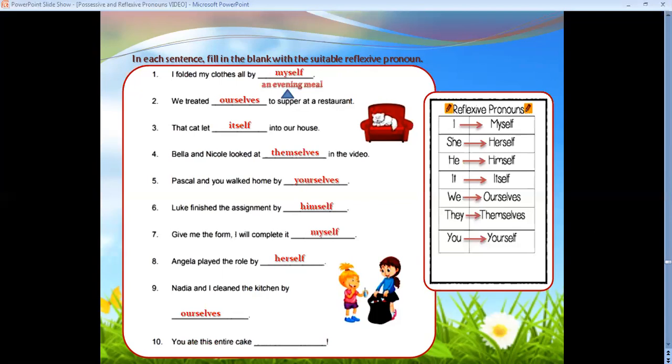You ate this entire cake. Ooh, I have you, yourself. See, easy peasy.